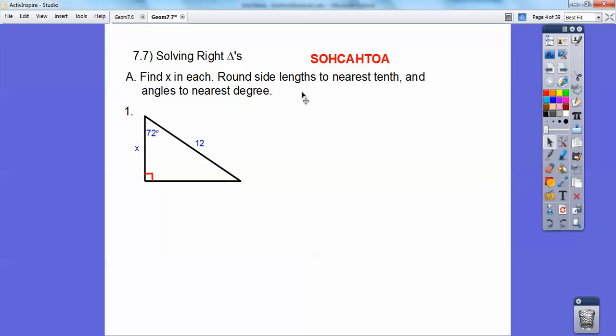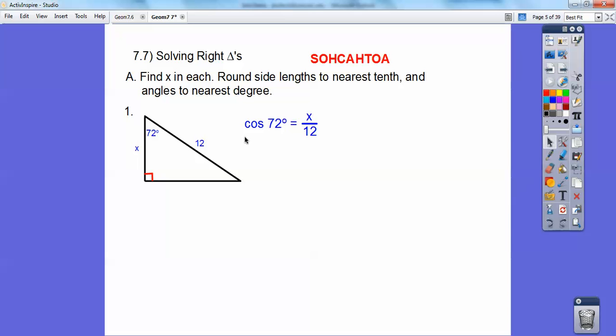So we have this triangle over here. I see this angle, I see the adjacent side right here, and the hypotenuse is being used. This hypotenuse is 12. So adjacent side and hypotenuse, that is going to be a cosine ratio. So I'm going to set up the cosine of 72 equals the adjacent side over the hypotenuse.